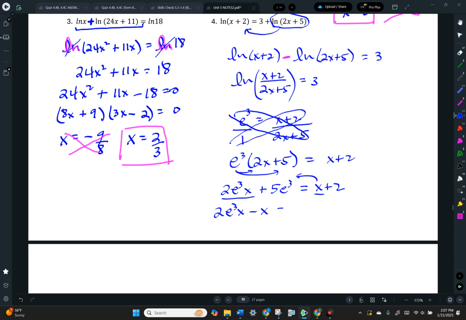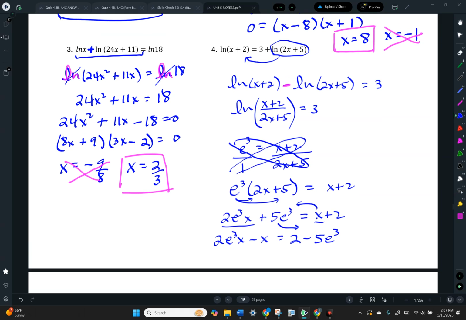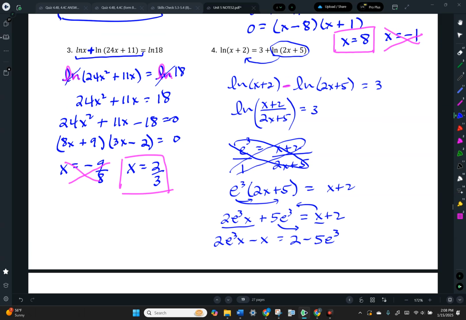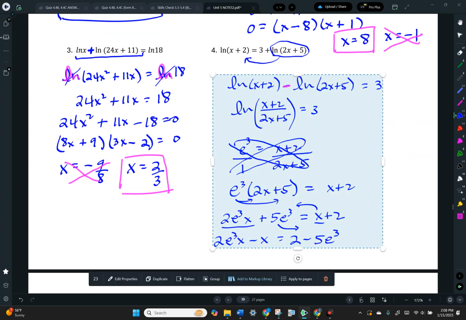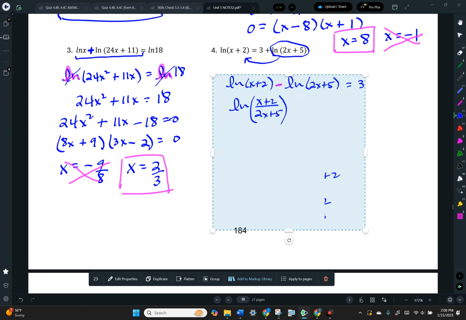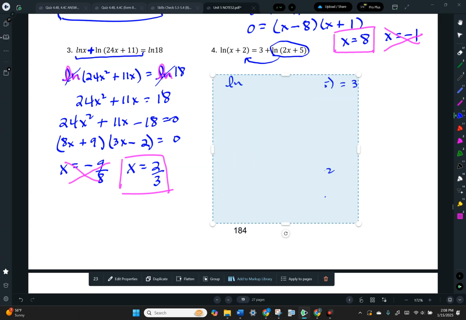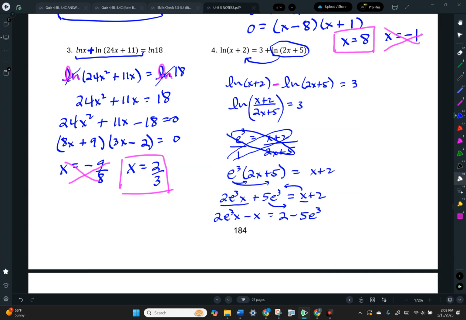And at the same time, I'm going to move this over to the right side because it's not an x term. So on the right side, I have the positive 2 that was already there, and I'm subtracting the 5e cubed. Again, I know this is strange looking and it's ugly, but we're really following the same principles of solving that we always have. It was just never looking this ugly. Okay, we did something similar to this the other day.